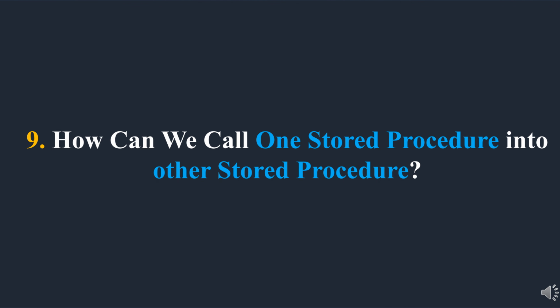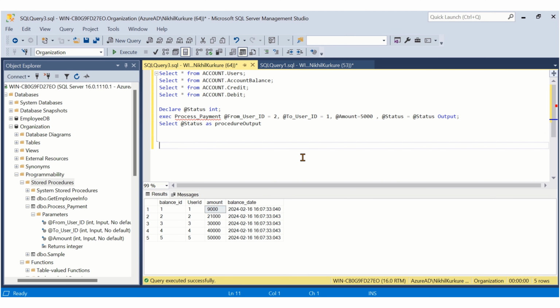The next question is: how can we call one stored procedure from another stored procedure? See here guys, let's say you have to see the balance. Then I will create one more procedure. Okay, let me create the procedure quickly. Create procedure, and what I will give as the name here, get balance.